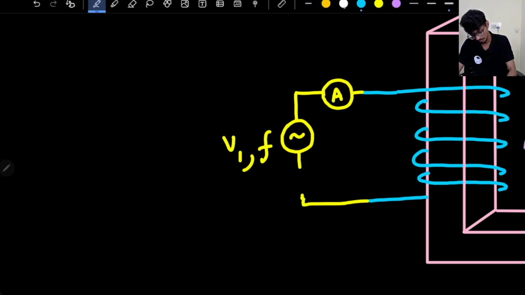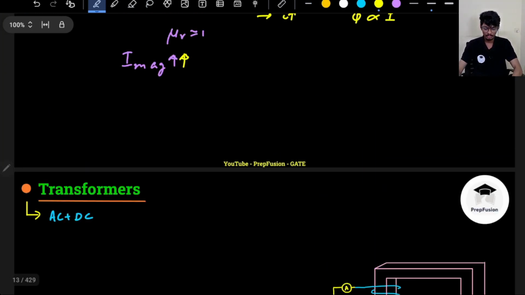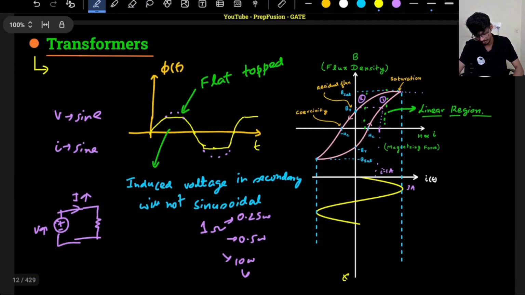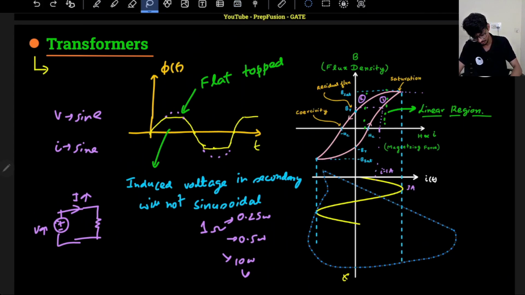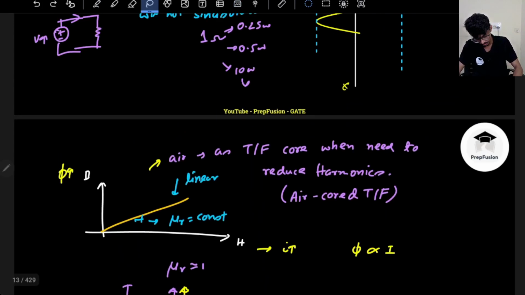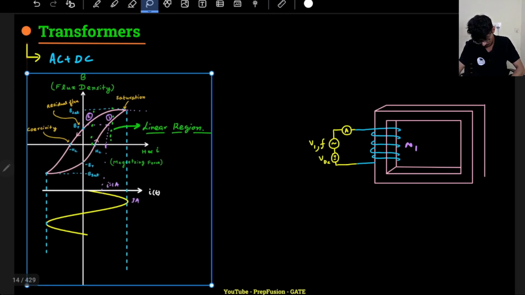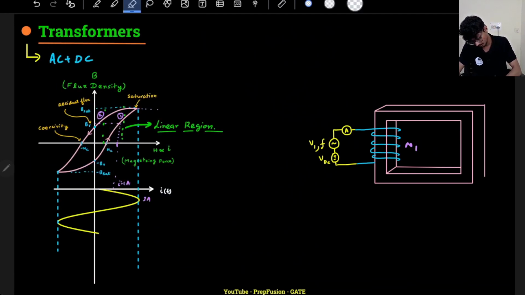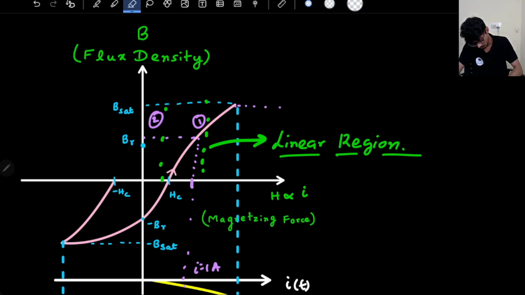and this will be some VDC. Let's assume this is some VDC. So I'm applying both VDC and V1. What will be the problem here? If I bring back the same curve, instead of using a difficult BH curve, I will use a normal BH curve only. This hysteresis loop may be a bit confusing to you. So if I bring it back here, this will be a normal curve. The normal curve is somewhat like this.